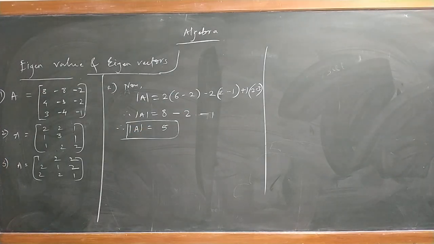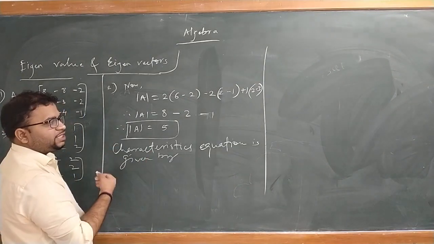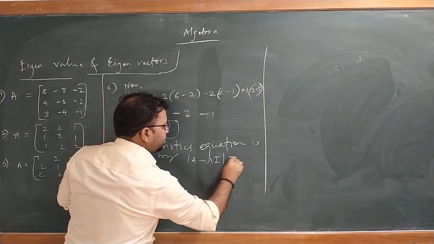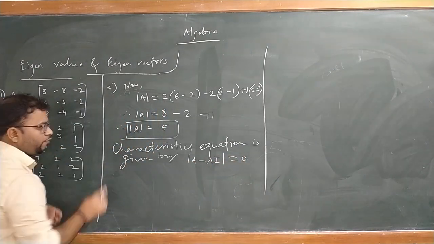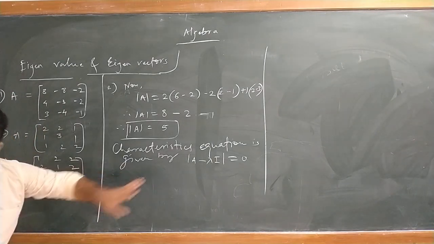Now the next part, the characteristic equation. In the last session I explained what the characteristic equation is, and I gave a shortcut formula for it. So we are going to use that formula. Here the characteristic equation is given by determinant of A minus lambda I equal to 0. So now you find the determinant of A minus lambda I, and we can write this by the formula.